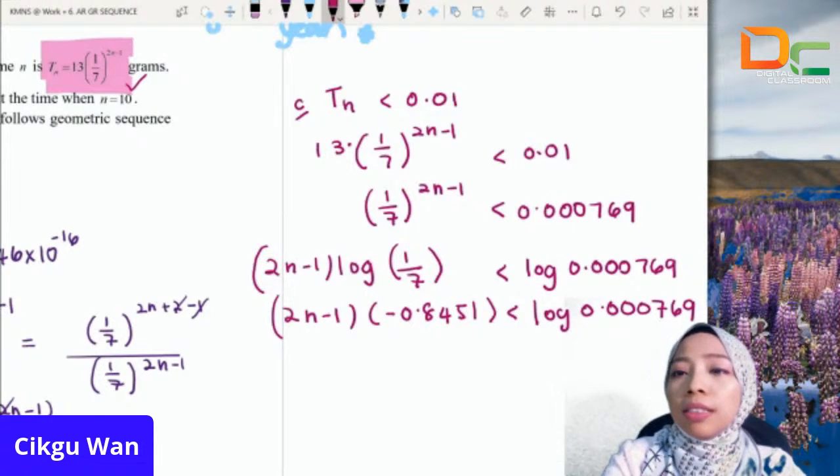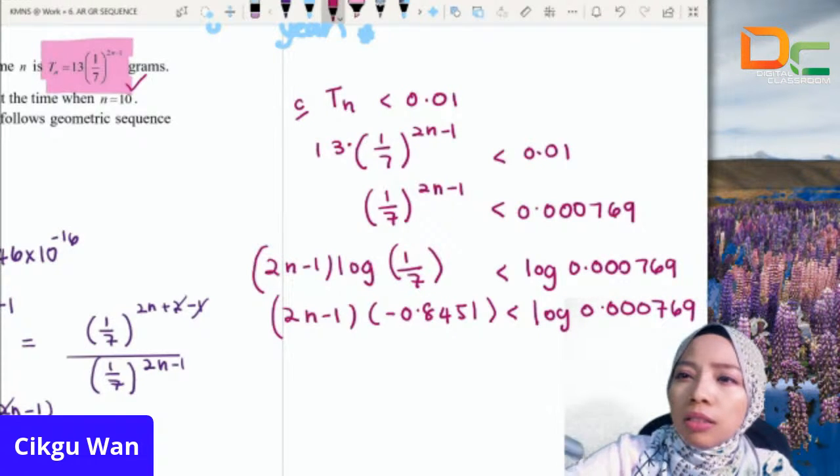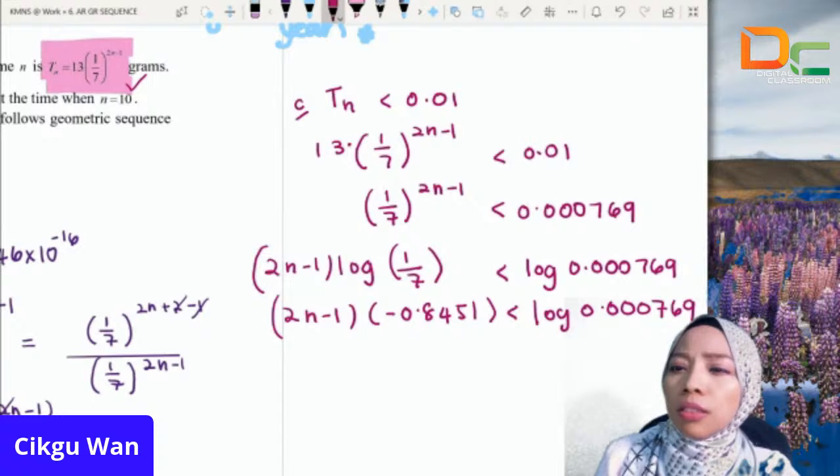Sama ke tidak? Mari tengok kat komen. Adakah you all dapat benda yang sama macam I? Yes. Ramai yang cakap log both side. Okay, betul sama. Okay, very good.